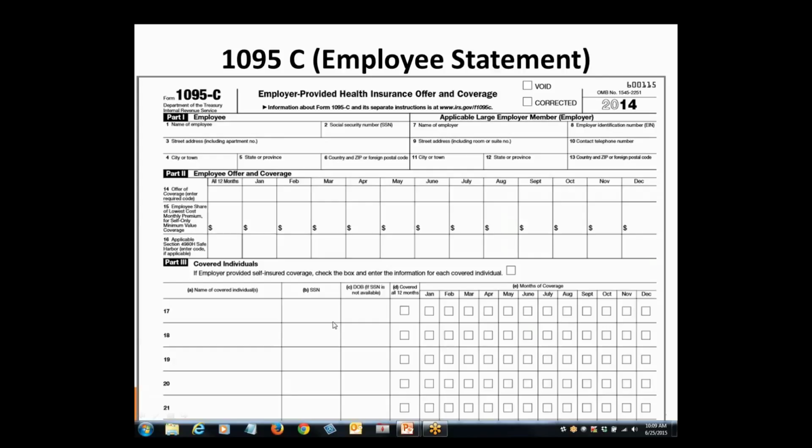Okay, so if the employer is paying for the employee coverage, then line 15 would be 0 if you don't qualify for 1A. Yep. Okay. Yep.